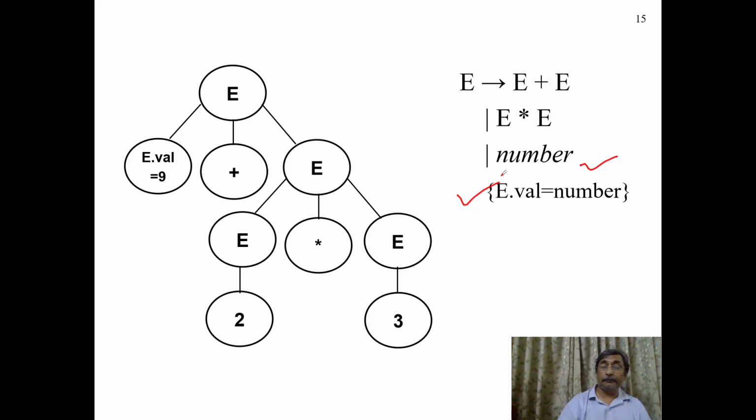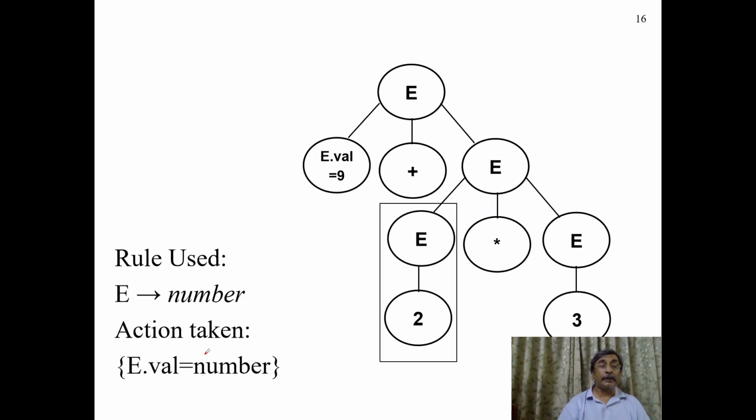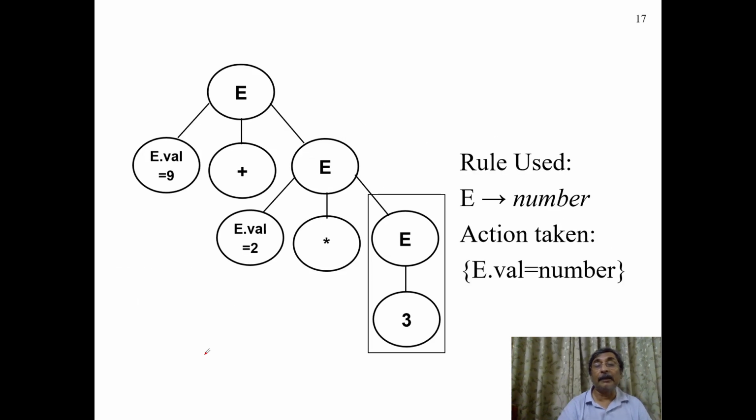So if I use this rule to reduce it here, then I also have to execute this particular statement, and therefore, as I said, this is the rule used here. The action taken is this, and therefore E dot val is equal to 2.